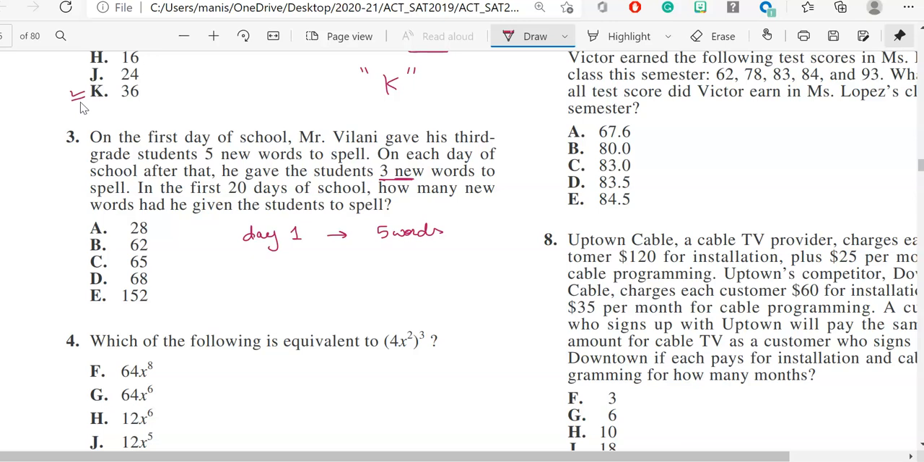So this means after day 1, and the total number of days is 20. How many days are left? Remaining days are 19. So what I will do in this case is take my 19, and each day is giving 3 new words. I'll multiply this, it is 57. So total words will be, you will add all the numbers, 57 plus 5, which gives me 62. So this is my answer over here. Choice B is the correct answer for this problem.